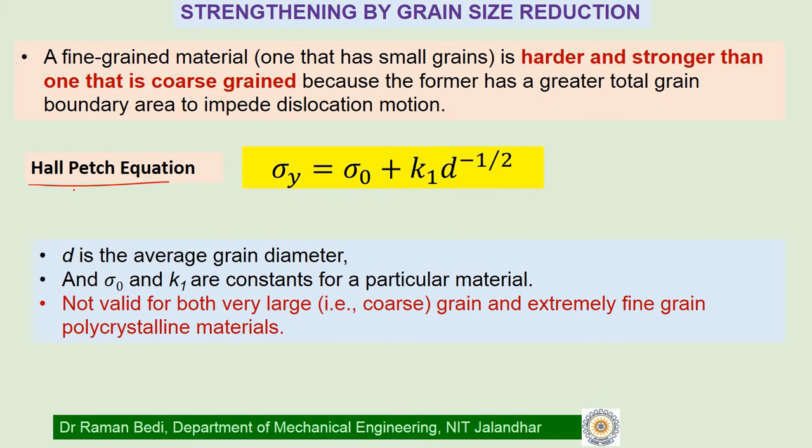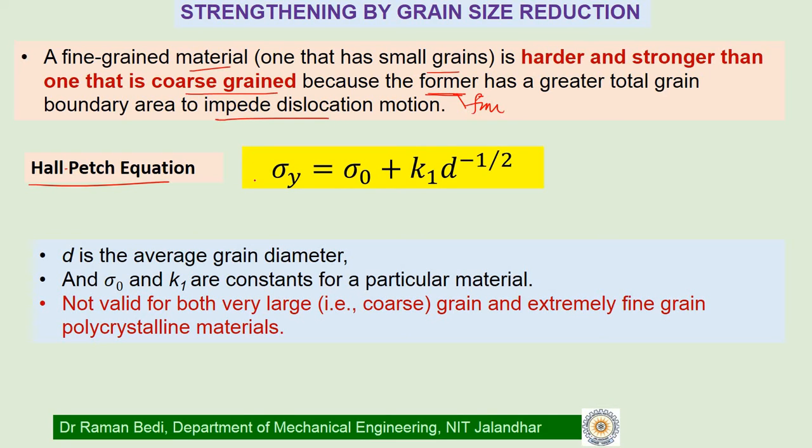is called the Hall-Petch relation. Hall and Petch are the names of two scientists from University of Cambridge who actually experimented and then developed this relationship, which says that a fine-grained material, the one which has smaller grains, is harder and stronger than the one that is coarse-grained, because the former has a greater total grain boundary area to impede the dislocation motion.